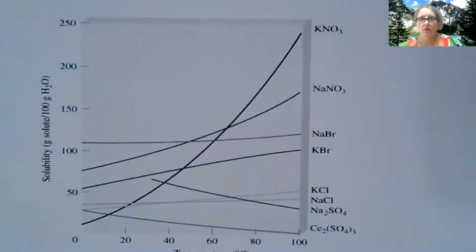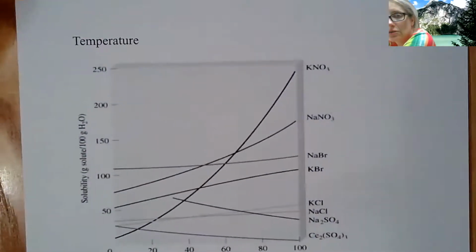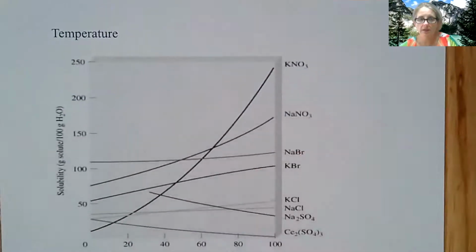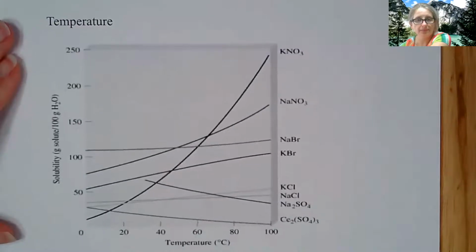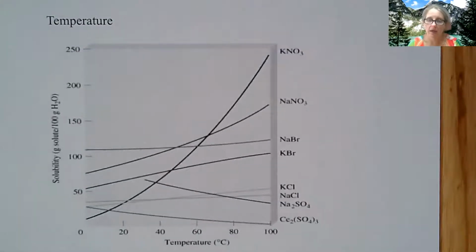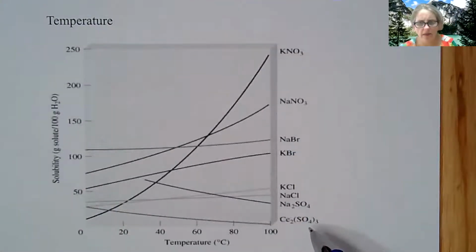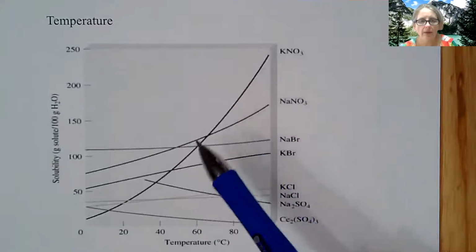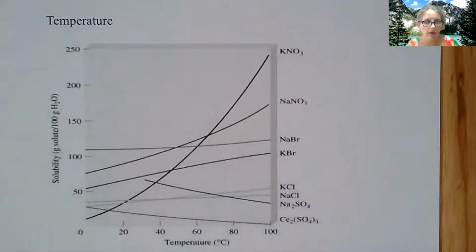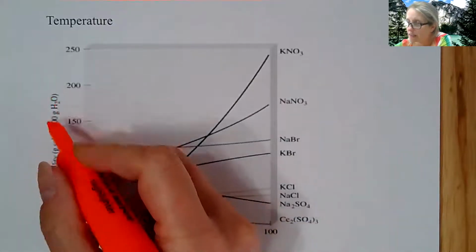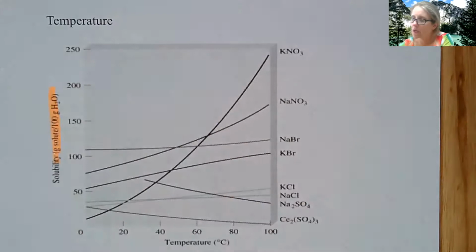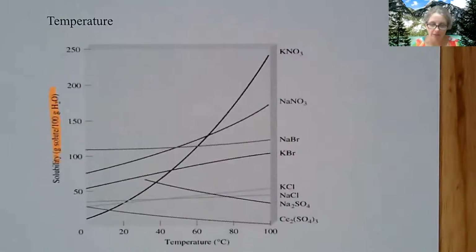We're first going to talk about temperature in terms of solids. So if you have this graph here, this is a graph of different solids, and it's looking at temperatures. So these are mostly ionics. I think they're pretty much all ionics. And there is a line indicating their solubility. So temperature is in Celsius, and solubility is in grams of solute per grams of water.